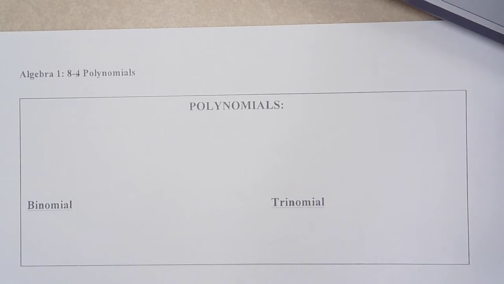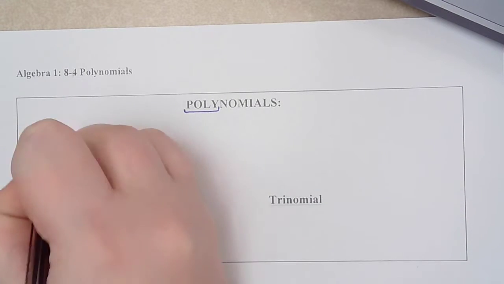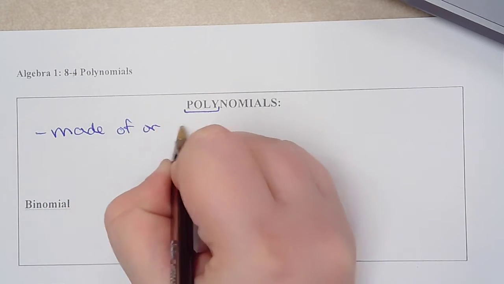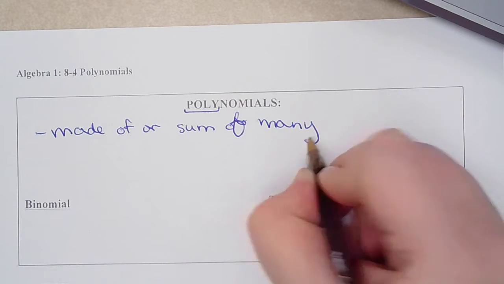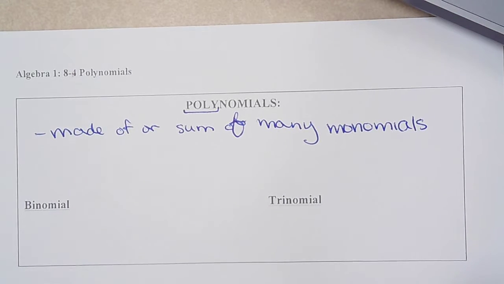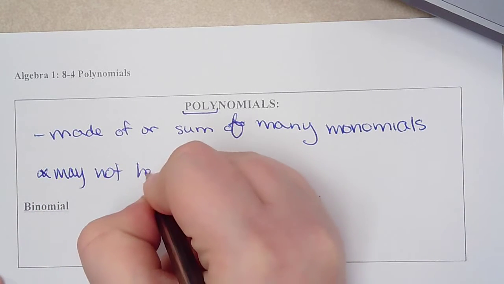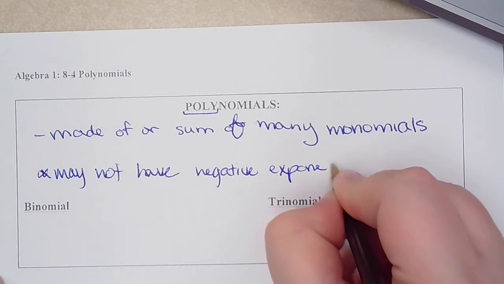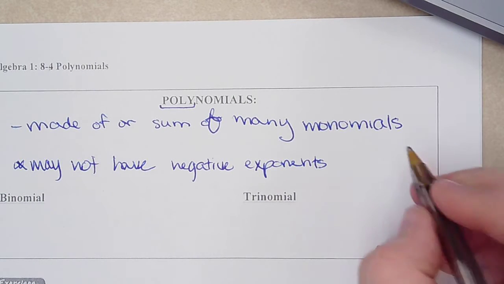So we recently got done talking about monomials, which are 1. Poly, the root, means many. So a polynomial is made of, or a sum of, many monomials, made of many ones. And one important thing we need to know about polynomials is that they may not have negative exponents. So if we ever see any variables in the denominator, we know that it's not a polynomial.